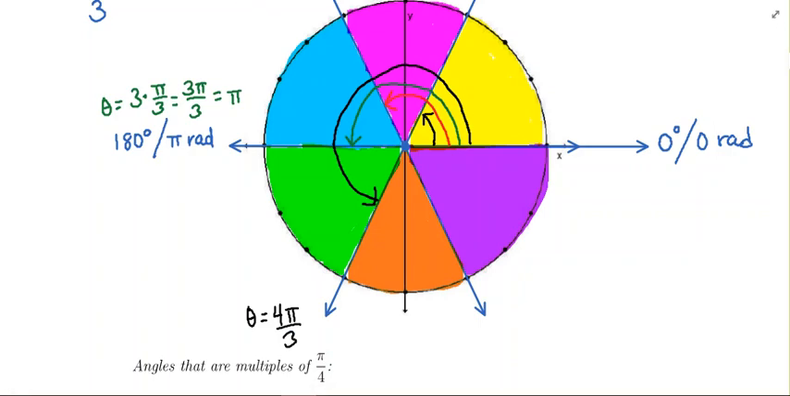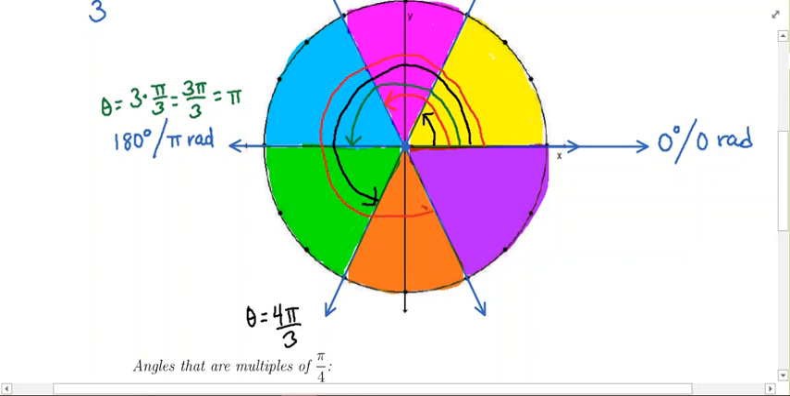So we do this again. For my next angle, start in standard position: 1 pi over 3, 2 pi over 3, 3 pi over 3, 4 pi over 3. That brings us to a terminal side right here. This angle will be 5 pi over 3.